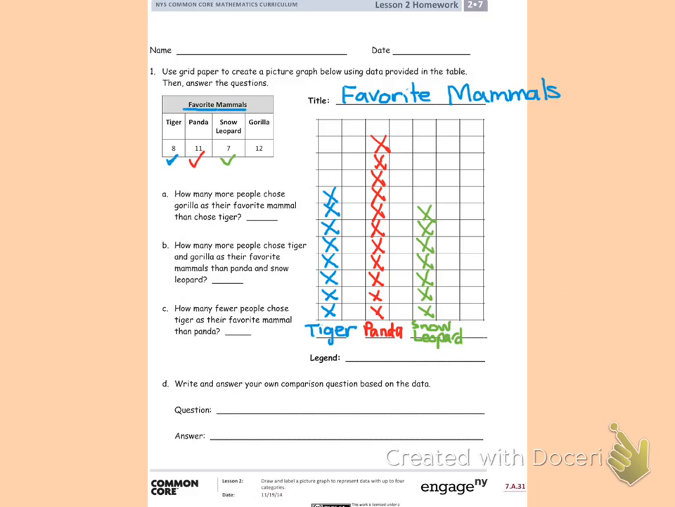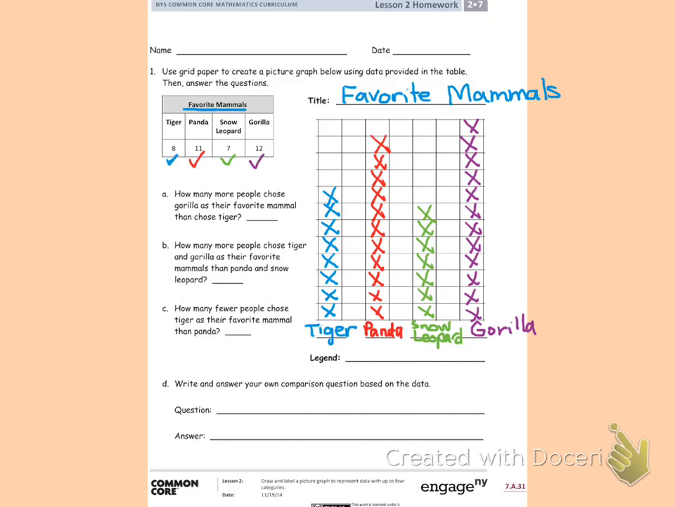And the last category is gorilla. You'll notice that I capitalized the name of each category. 12 people chose gorilla as their favorite mammal. 1, 2, 3, 4, 5, 6, 7, 8, 9, 10, 11, 12.